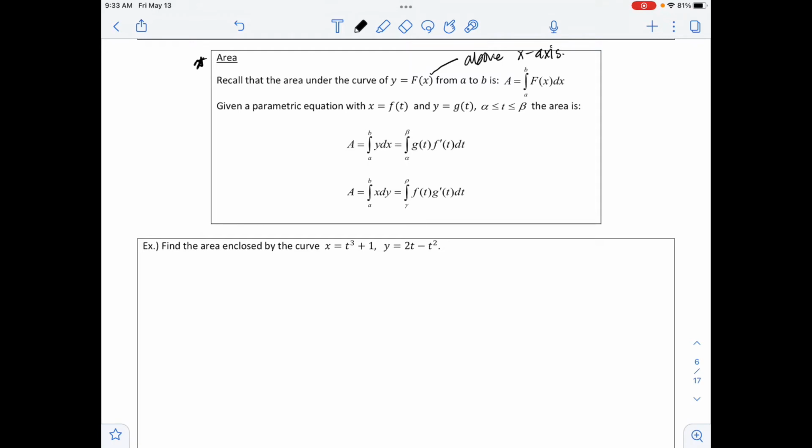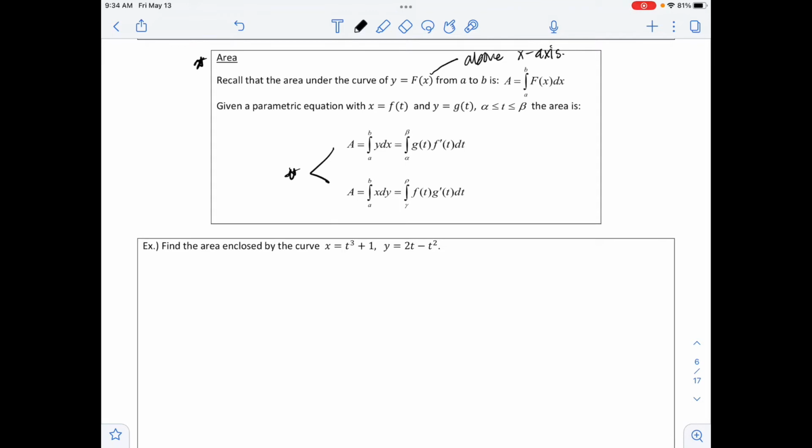And so it says, given a parametric equation with x equals f of t and y equals g of t for t between alpha and beta, we have two area formulas here. The area from a to b of y dx would be equal to the integral from alpha to beta of g of t times f prime of t dt, and the area from a to b of x dy would be equal to the integral from gamma to rho of f of t g prime of t dt.